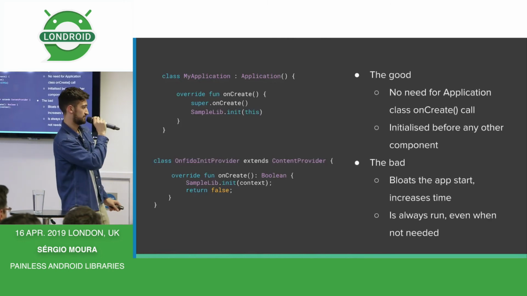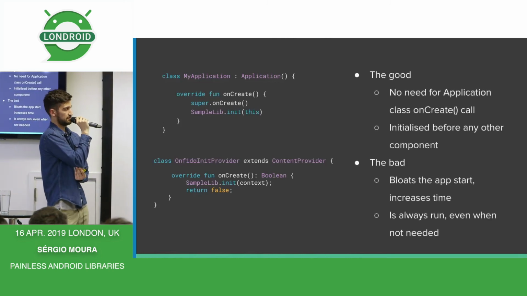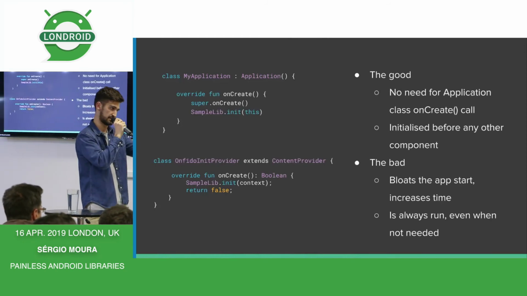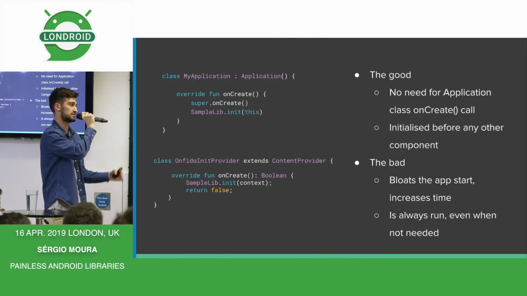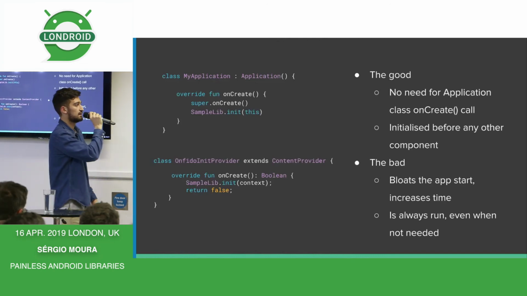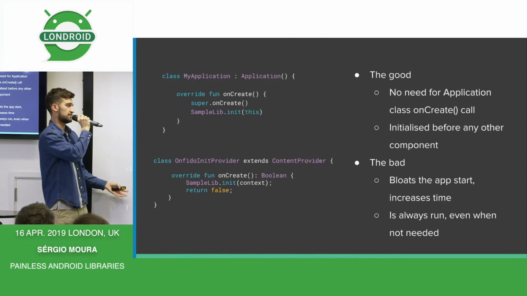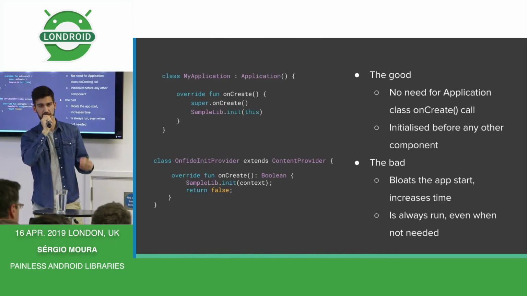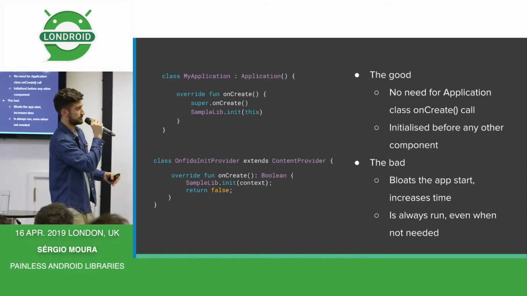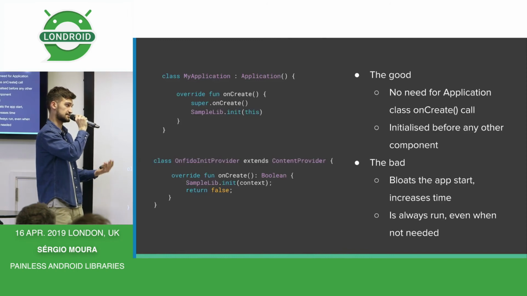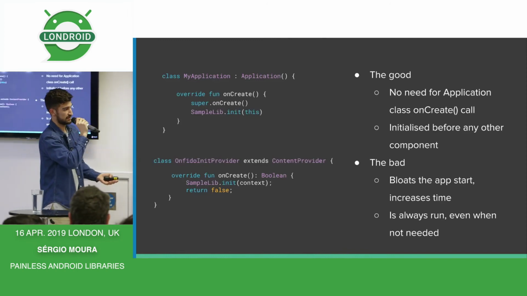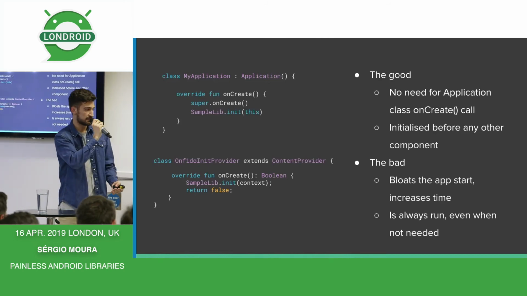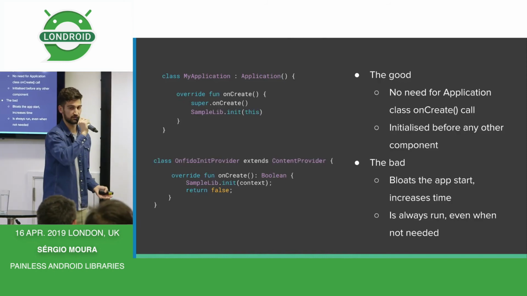The good is that there is no need for an application class if you don't use one, or even if you use one, you don't need to add many method calls for all the libraries that you need to initialize. Also, it's initialized before any other component, which is often what libraries want you to do. You need to initialize it as early as possible. But the bad side is that it also bloats the app start. It will increase the app start time since it always runs on the main thread, and it's always run, even when not needed.